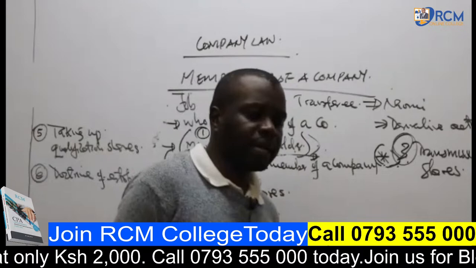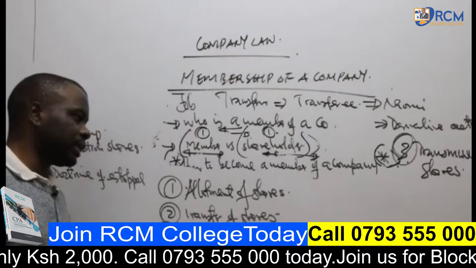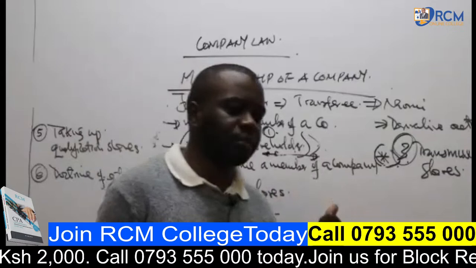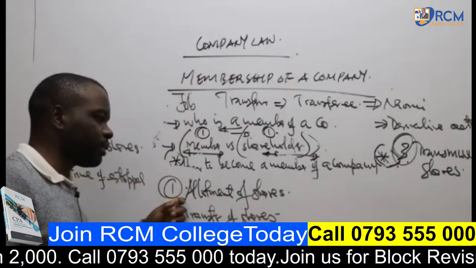So once the company allots the shares on subscription of any person or any party, then that particular person becomes the shareholder of the company. And of course, quite obviously, his name will likely be included in the register of members of the company. So that is what we mean by allotment of shares, maybe on an initial public offer.